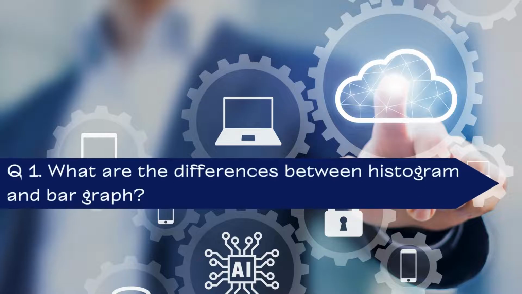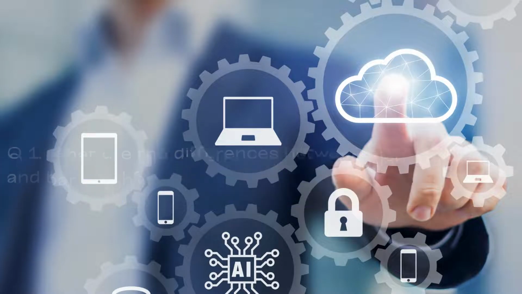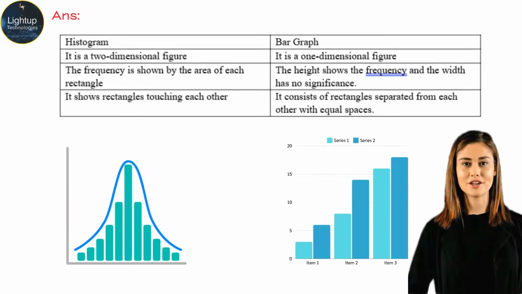What are the differences between histogram and bar graph? Answer. Histogram: it is a two-dimensional figure. The frequency is shown by the area of each rectangle. It shows rectangles touching each other.